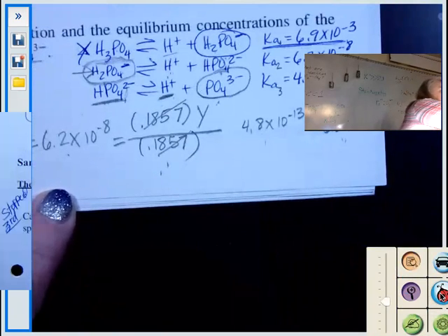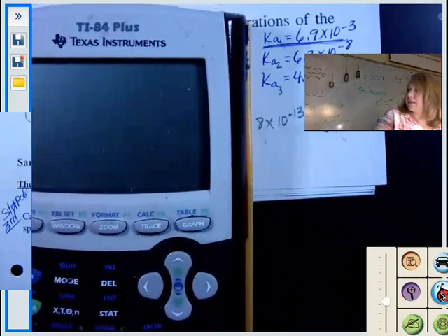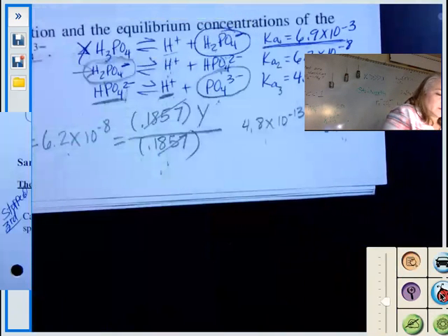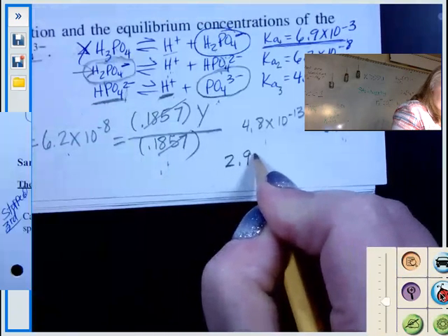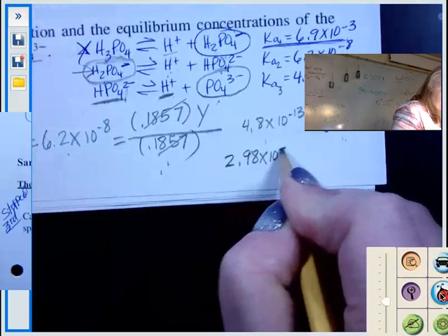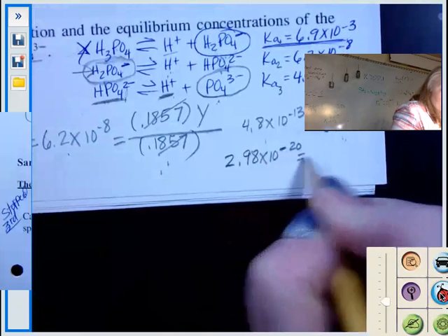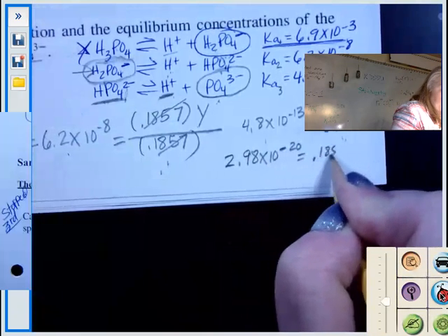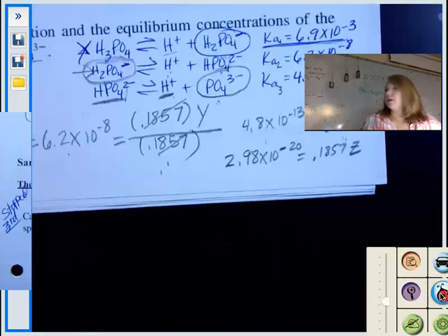Let's kind of work this out. What do you get when you multiply 4.8 times 10 to the negative 13? 2.976, I'm just going to call that an 8 times 10 to the negative 20. And that's equal to 0.1857 Z. Okay, so now algebraically we're going to divide by 0.1857.